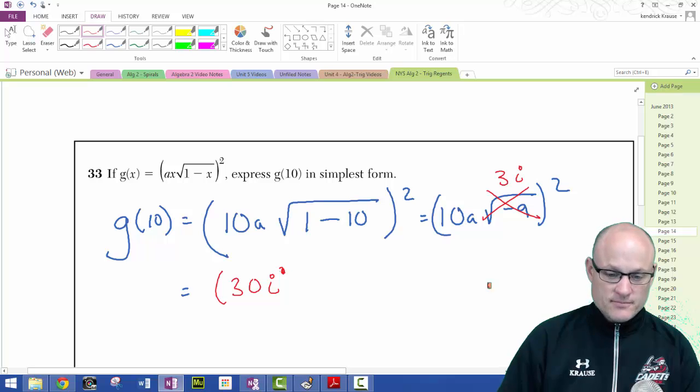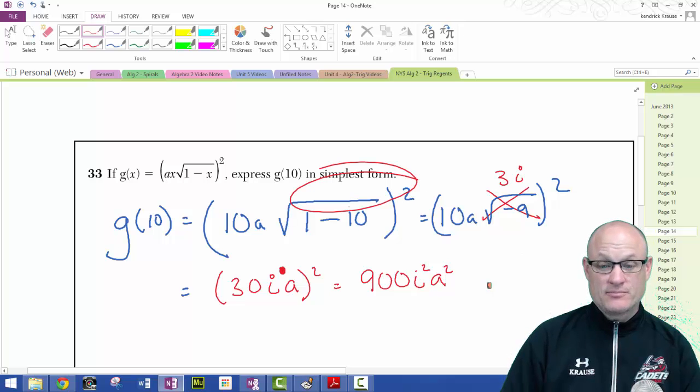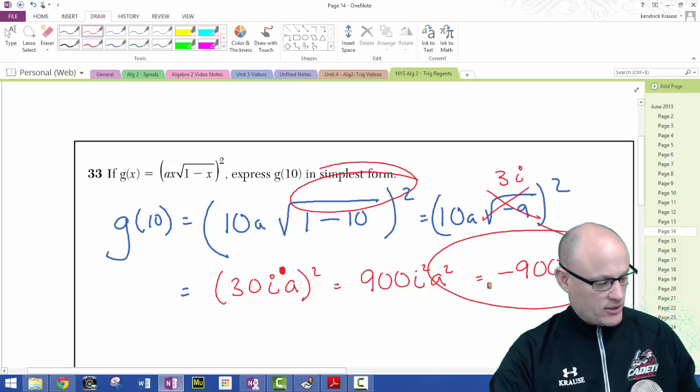Oh, I don't have a squared yet. 3i a squared. 3 squared is 9, but the problem has 30 squared, which is 900. i squared is i squared, and a squared is a squared. But that's not good enough. It says in simplest form. i squared is -1. So really what I have here is -900a squared. And that's the final answer for that question.